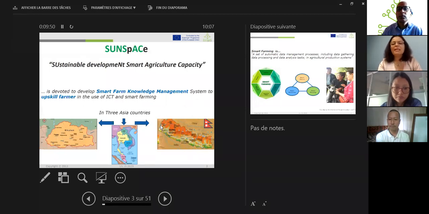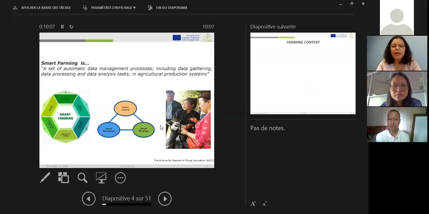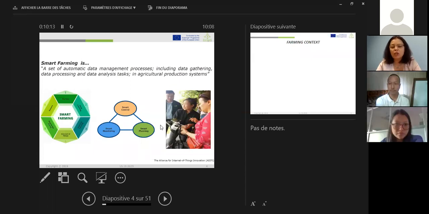Before telling you about our project, just a brief definition of what we mean by smart farming. Smart farming is a set of automatic data management processes, including data gathering, data processing, and data analysis tasks in agriculture production systems. This is one definition; we can find many definitions of smart farming. The only idea is that in smart farming, we are using techniques and technologies to process, plan, monitor, and control data.